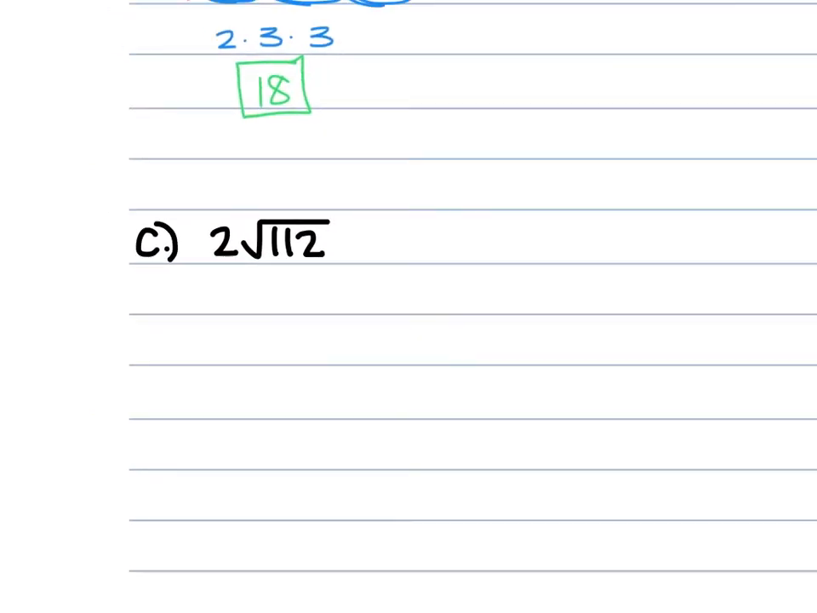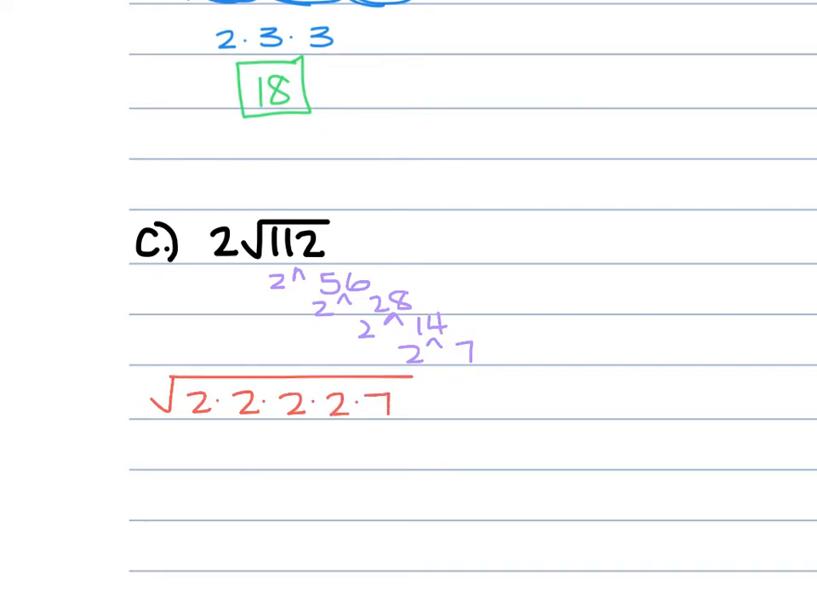For C, we have 2 times the square root of 112. Well, the square root of 112, we know 2 goes into it 56 times. 56 is 2 and 28. 28 is 2 and 14. The 14 is 2 and 7. So again, this is the square root of 2 times 2 times 2 times 2 times 7. We're grouping up sets of 2, so this is a set of 2, and this is a set of 2, and that 7 is left over.